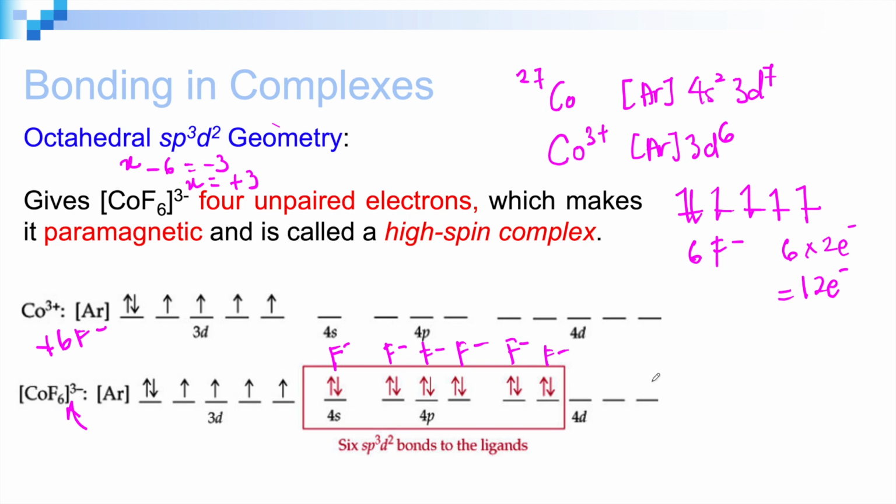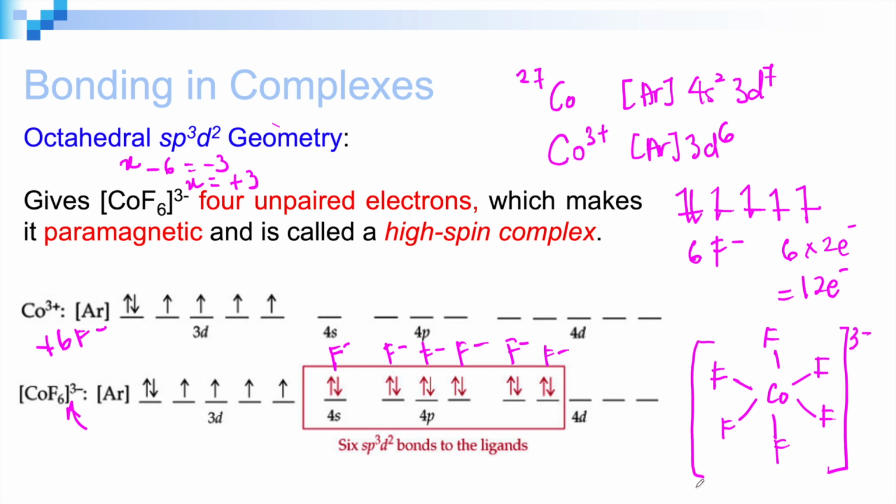So the structure for this compound is actually cobalt with 6 ligands. This cobalt is surrounded by 6 fluoride with the charge of 3 minus. So this is a cobaltate. The name for this one is hexafluorocobaltate(III).